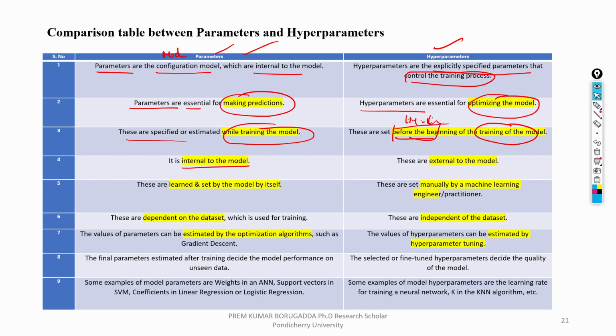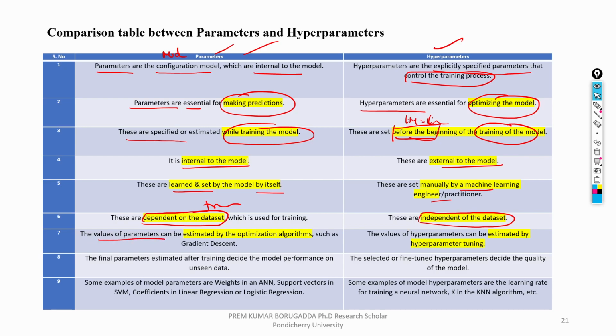Model parameters are internal to the model, while hyperparameters are external to the model. Parameters are learned and set by the model itself, whereas hyperparameters have to be set manually by the machine learning engineer. Model parameters depend on the data set, that is, the training data set. Hyperparameters are independent of the data set; they do not depend on the data you are going to take in. They depend on the values you give to the model, so according to the model you provide the hyperparameters.